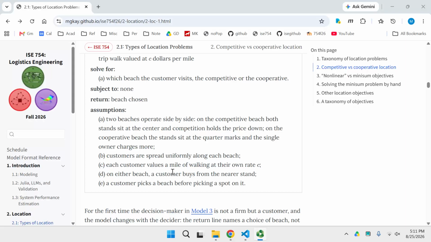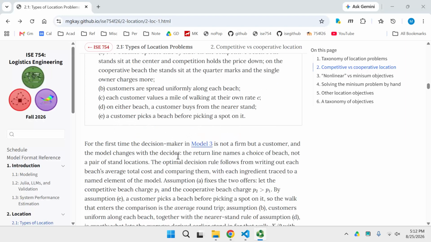Customers are spread uniformly, so that's the same. Each customer values a mile of walking at their own rate, so each customer can have their own individual rate. On either beach, a customer buys from the nearest stand, and importantly, a customer picks a beach before picking a spot on it. If they were assigned a spot, they could be at the cooperative beach and just happen to be located right next to it, so they'd essentially have no walking cost. So they have to make the decision before they know where they'll be on the beach.